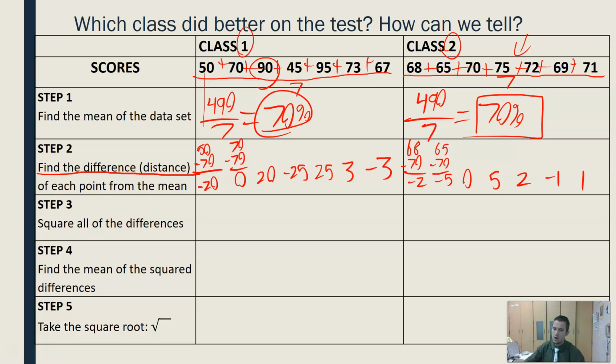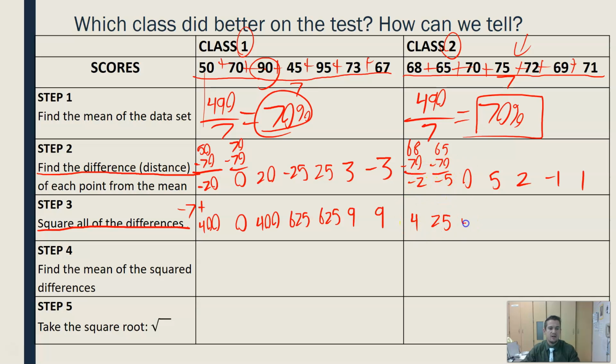Okay, step 3 in finding the standard deviation, I'm going to square all the differences. I'm going to multiply each of these numbers by themselves. So negative 20 times negative 20 is 400. 0 times 0 is 0. 20 squared is 400. Negative 25 squared is 625. 25 squared is 625. 3 squared is 9. Negative 3 squared is 9. Notice that all these numbers are positive. When I square or multiply all these numbers by themselves, I will always get a positive number. When I square all of these numbers for class 2, I get 4, 25, 0, 25, 4, 1, and 1.